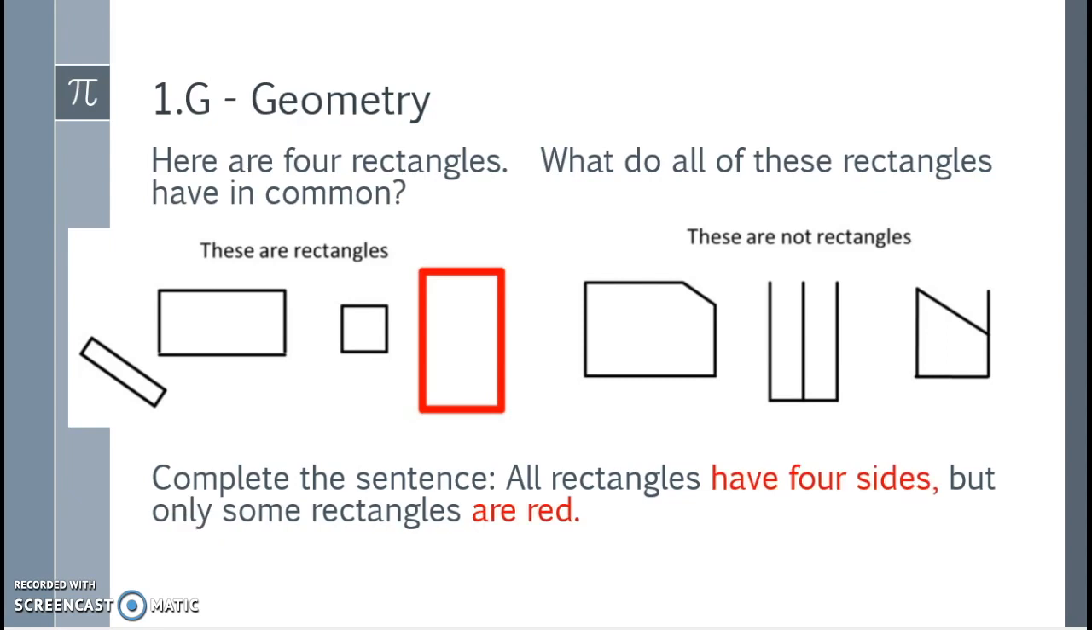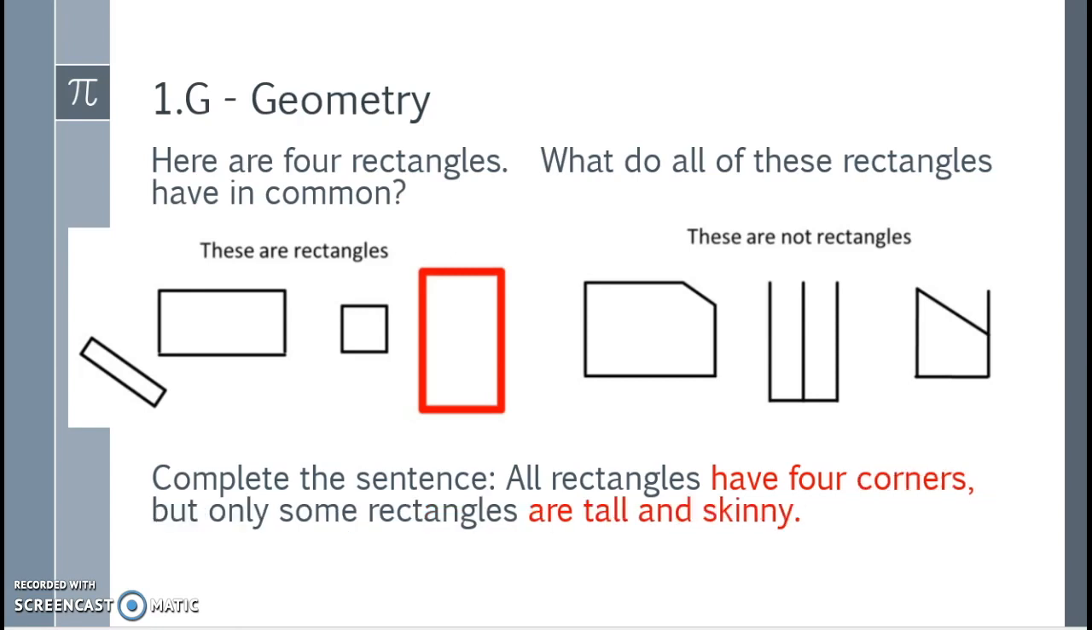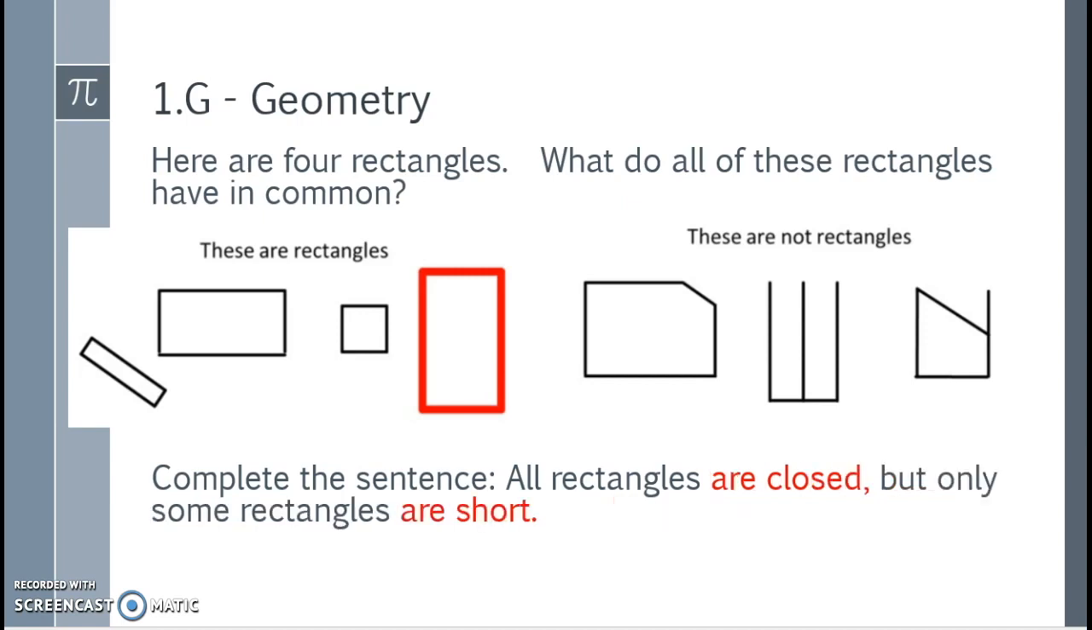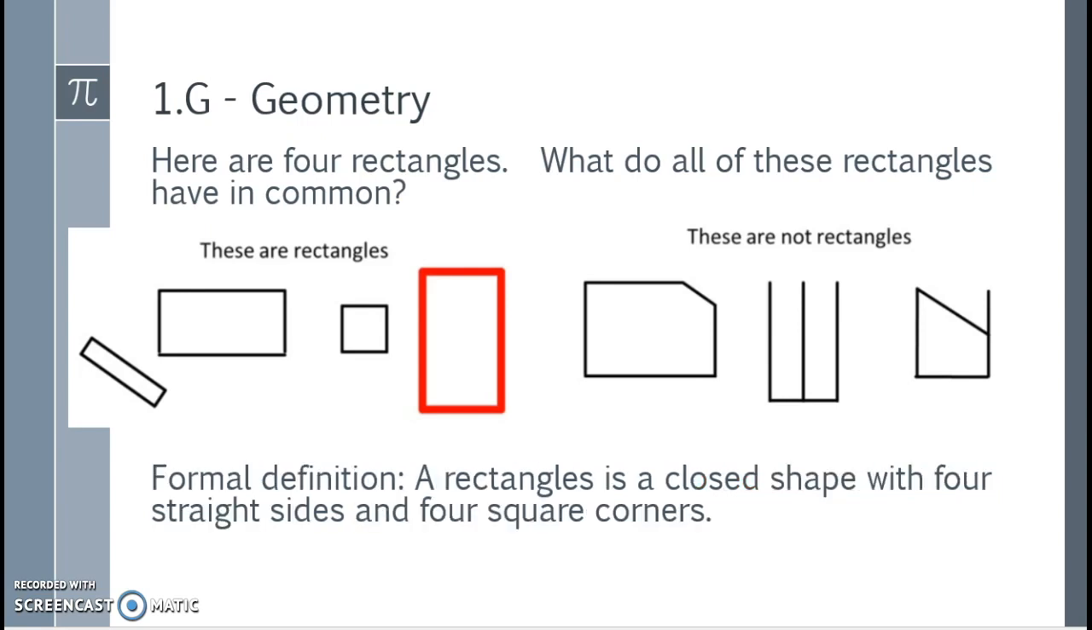All rectangles have 4 sides, but only some rectangles are red. Or, all rectangles have 4 corners, but only some rectangles are tall and skinny. The formal definition of a rectangle is that they are closed. Another fill in the blank, I'm sorry. All rectangles are closed, but only some rectangles are short. So the formal definition: a rectangle is a closed shape with 4 straight sides and 4 square corners.